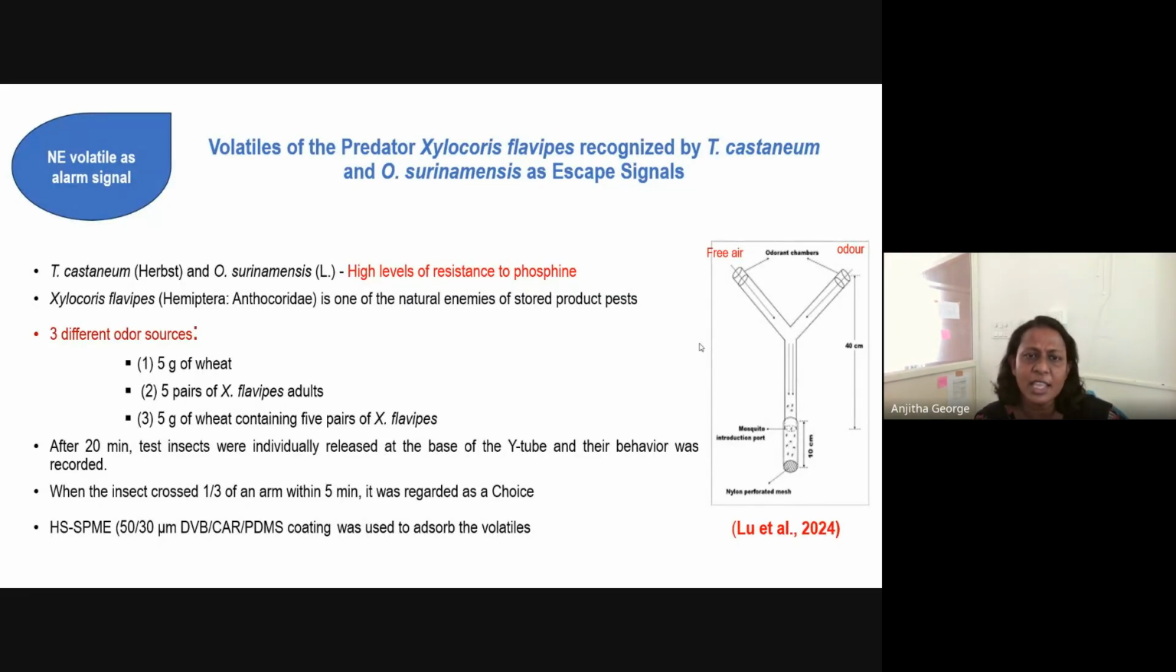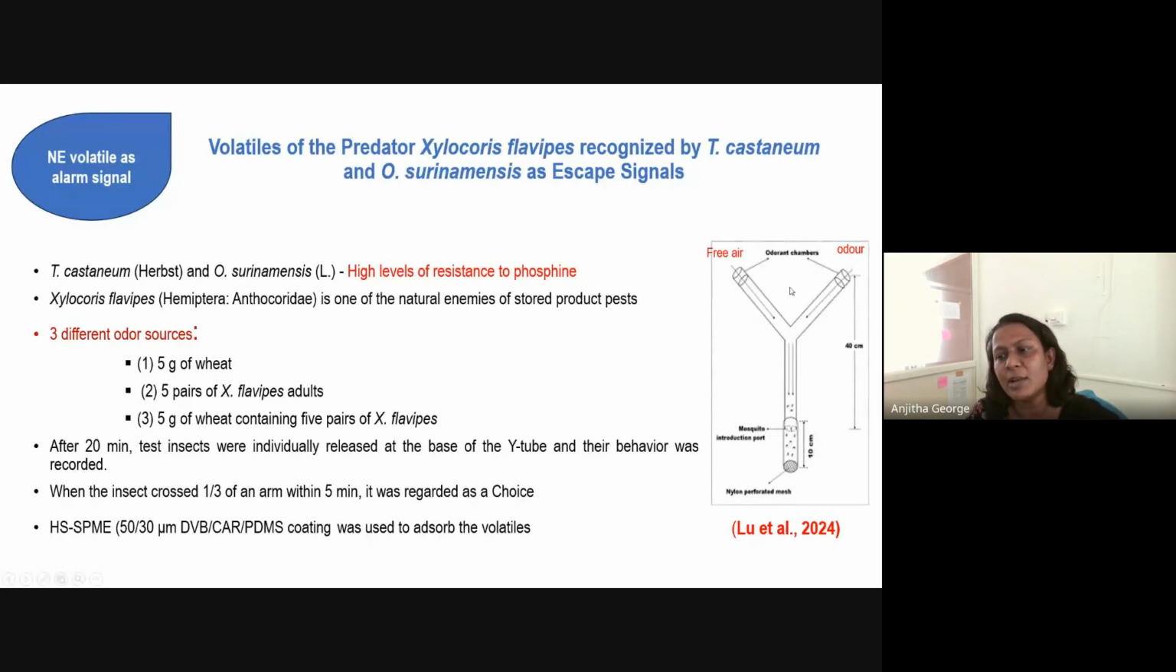And in this study, they have reported a predator, Xylocoris, and actually it's a bug. Bug means it will suck the body fluids of these insects. So for this study, what they have done is 3 categories were there. One was only wheat odor. The second was only this natural enemy or the predator odor. And the third was both wheat volatiles plus the natural enemy volatile. So these were the 3 treatment combinations.